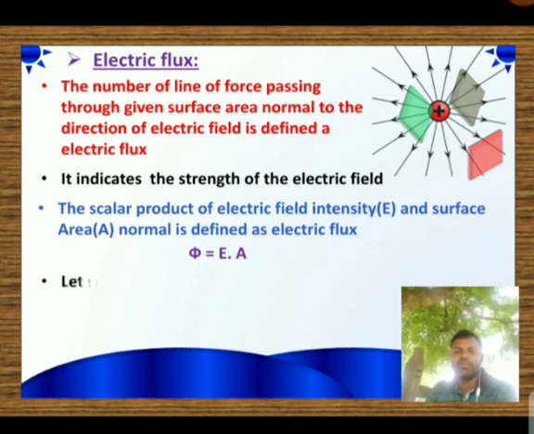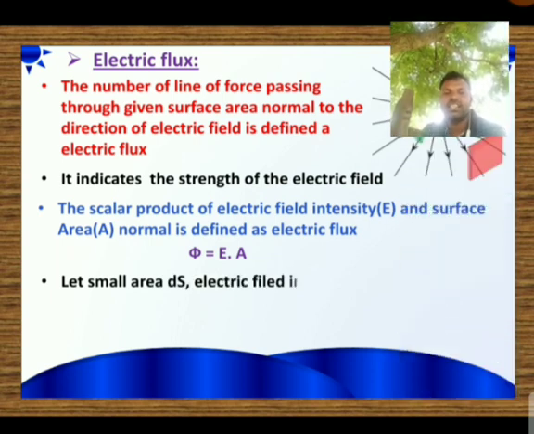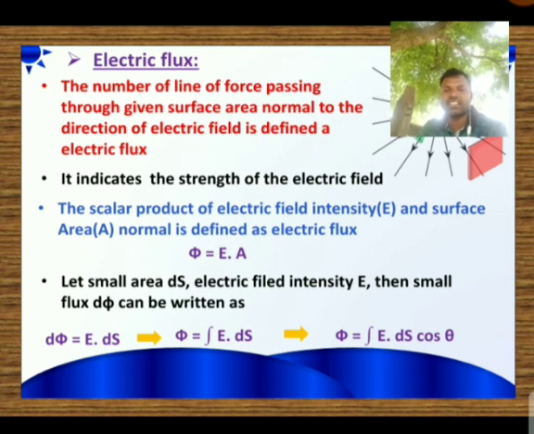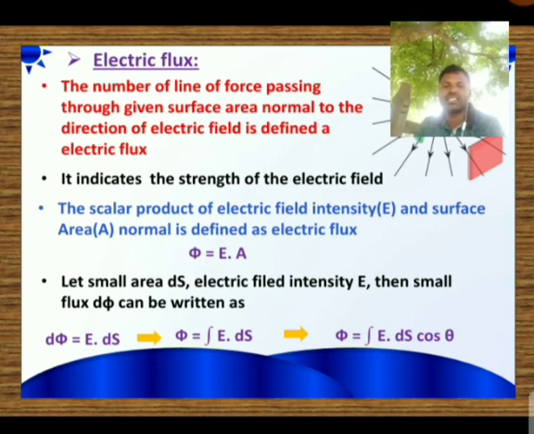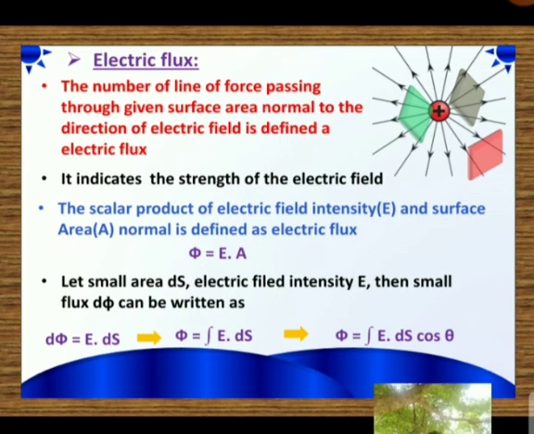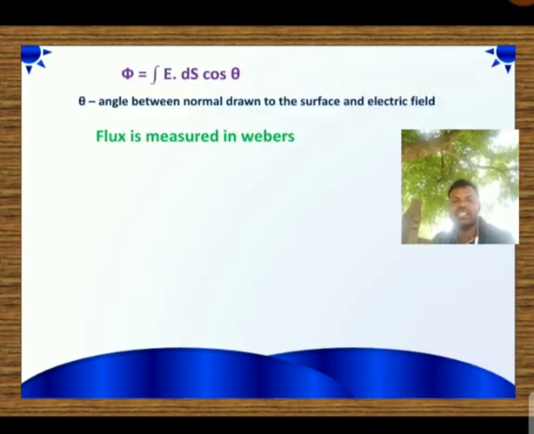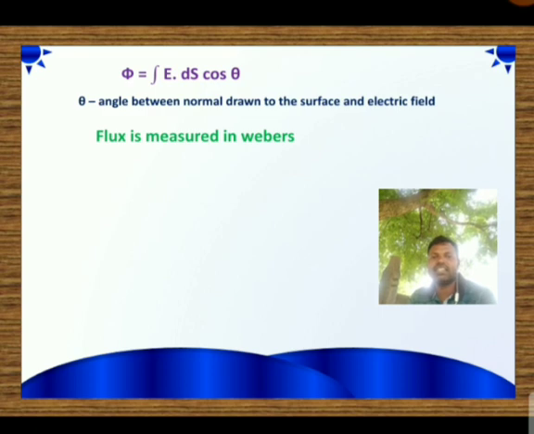Let us suppose I take a small area ds and electric field intensity E, then my electric flux d phi is equal to E dot ds. To get the total flux, I have to integrate. Now phi is equal to integral E ds. To remove the dot product, I have to use cos theta. Now phi is equal to integral E ds cos theta. This is electric flux. Theta is the angle between the surface normal and the electric field. Electric flux is measured in units of Webers.